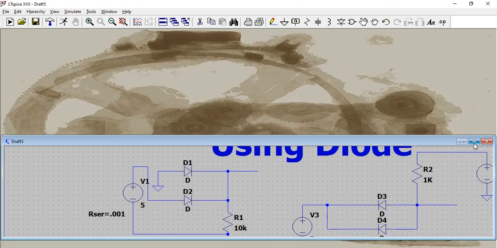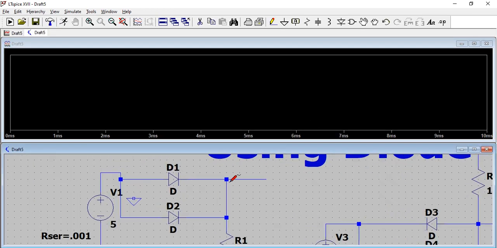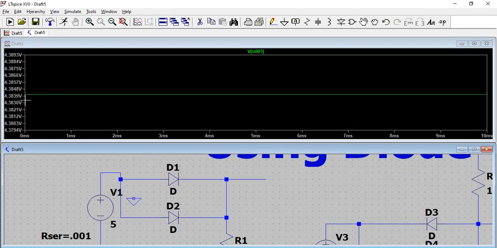Now we see if both inputs are high. So we cut the ground here and connect this with the 5 volt. So in this case both inputs are high, so the output should be high. You can see here the output is high, 4.3 volt. Why is 4.3 volt coming? Here is the 5 volt and the voltage drop of the diode is 0.7 volt. So 5 volt minus 0.7 volt equals 4.3 volt. So here you will get 4.3 volt.